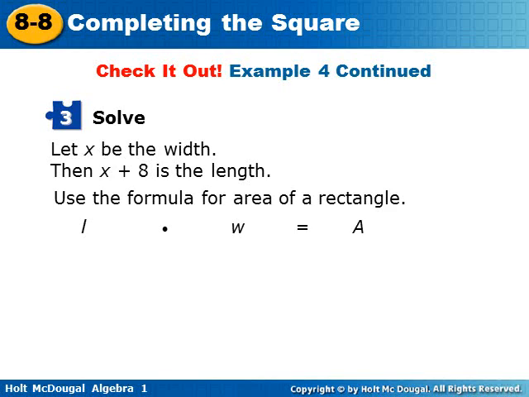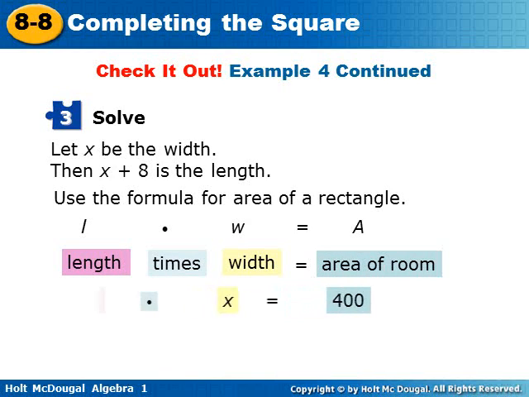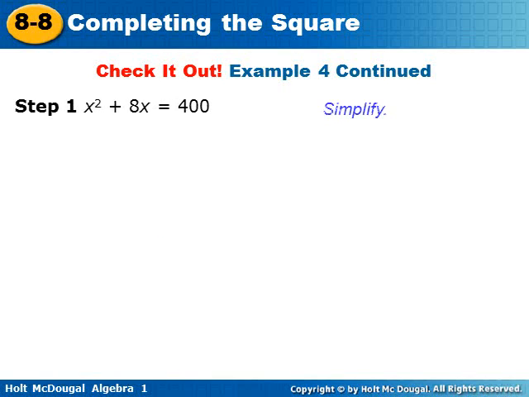So we're going to use the formula for the area of a rectangle, length times width equals area. So we're going to have x plus 8, which is our length, times x, which is our width, equals 400, which is the area of the room. So simplified, we have x squared plus 8x equals 400.